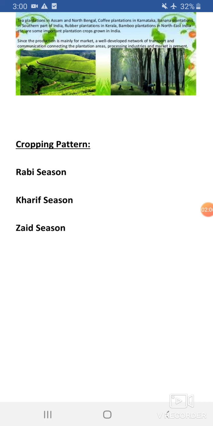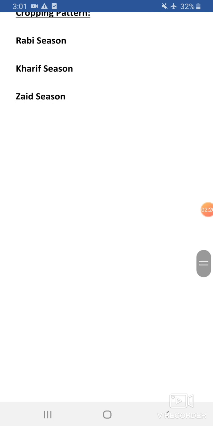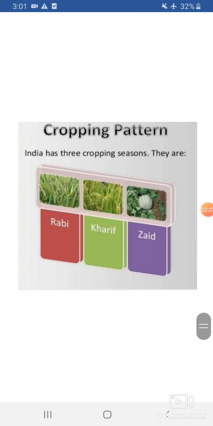Cropping pattern is mainly related to three cropping seasons, that are Rabi season, Kharif season and Zaid season. Rabi crops are grown at the beginning of winters and harvested at the beginning of summers. Kharif crops are grown with the onset of monsoon and harvested at the beginning of winters.